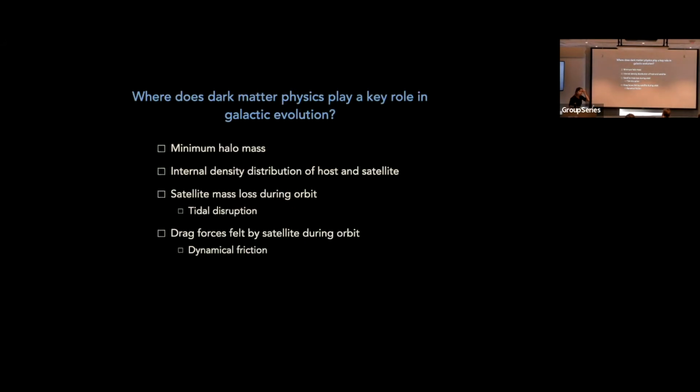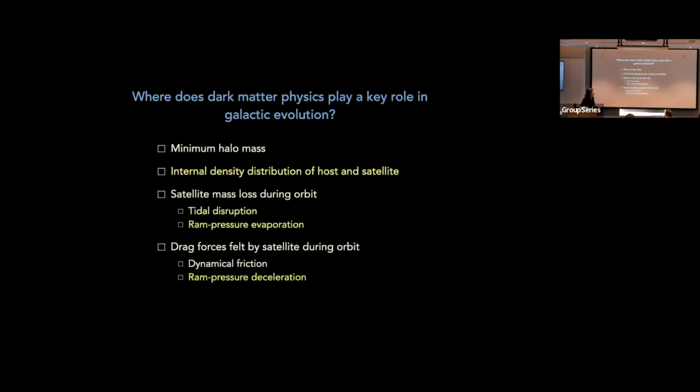Okay, so to tie this into the list that we started building earlier, all of the effects that we talked about in cold dark matter are still at play for SIDM, but now we're going to be adding a few more. So now we have ram pressure deceleration, which is an additional drag force felt by the satellite. And we have ram pressure evaporation, which gives us an additional method for losing mass in addition to tidal disruption. And built into this bullet point is the fact that now we can form cores or we can have this gravothermal collapse process. So we're really altering the internal density distribution of the satellites.